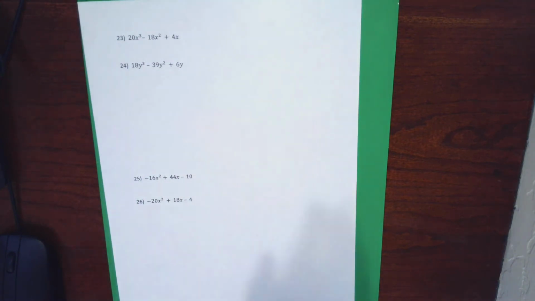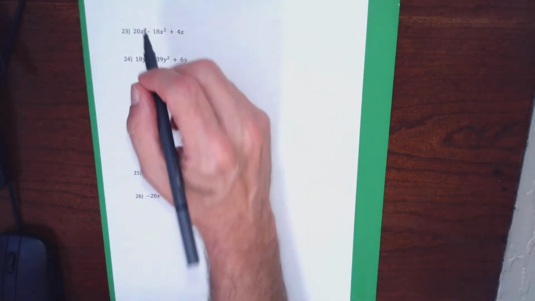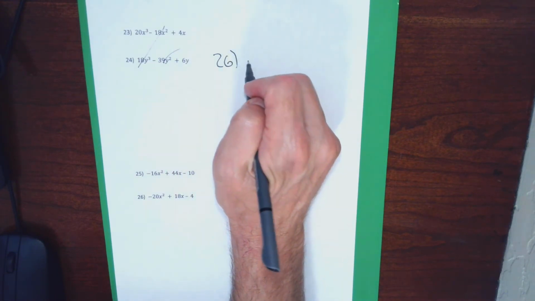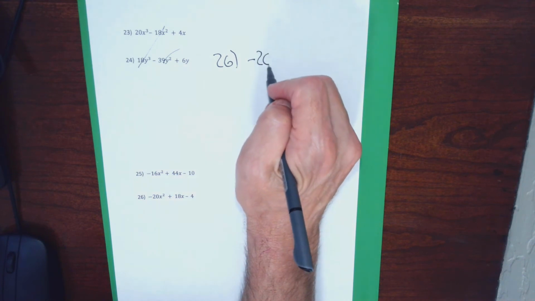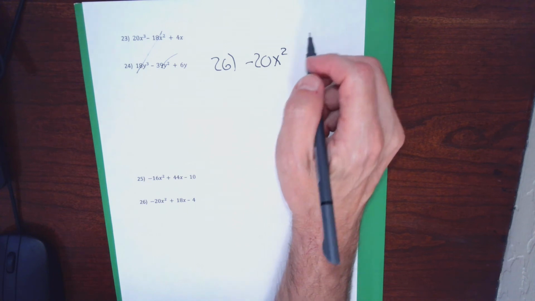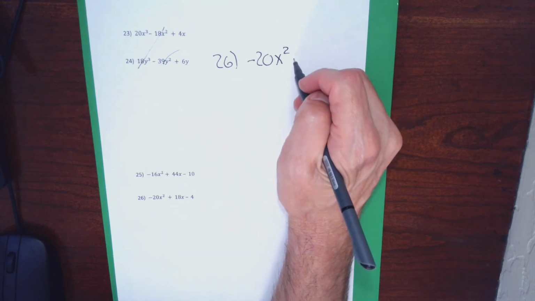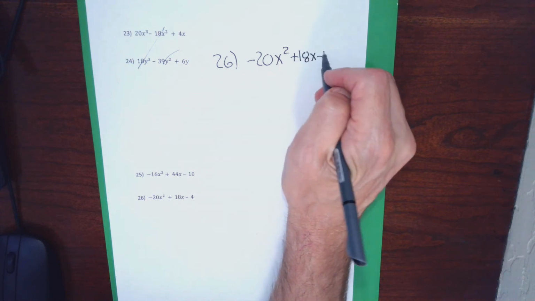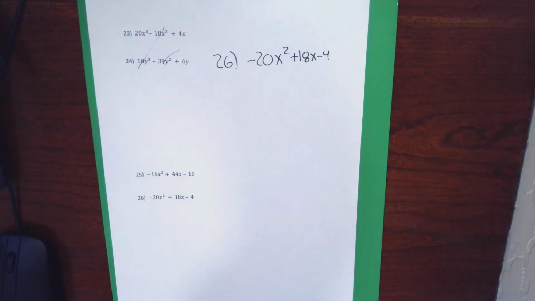On this next sheet, I'm going to do 26. I'm just going to do one problem per sheet. And in problem 26, it's ugly. It has a common factor, because the coefficients -20, 18, and -4 are all divisible by 2.